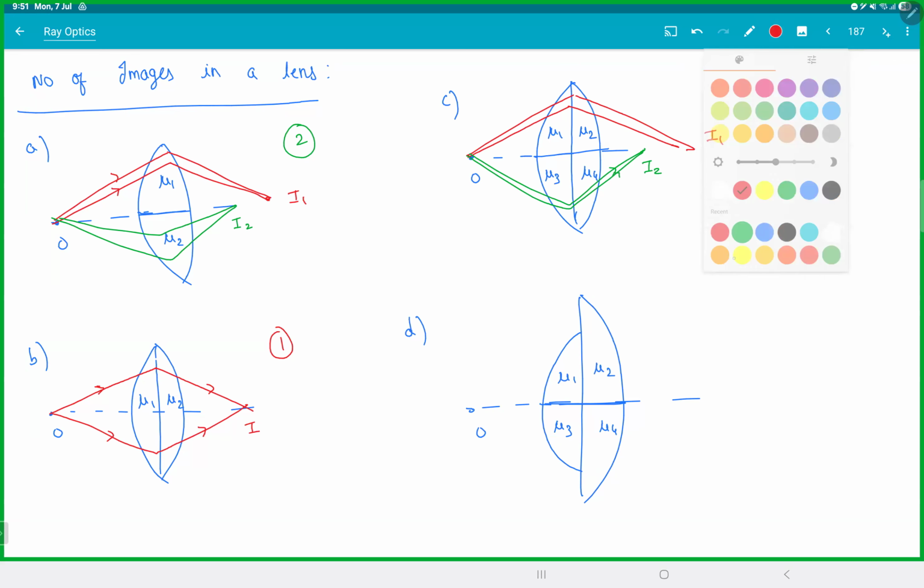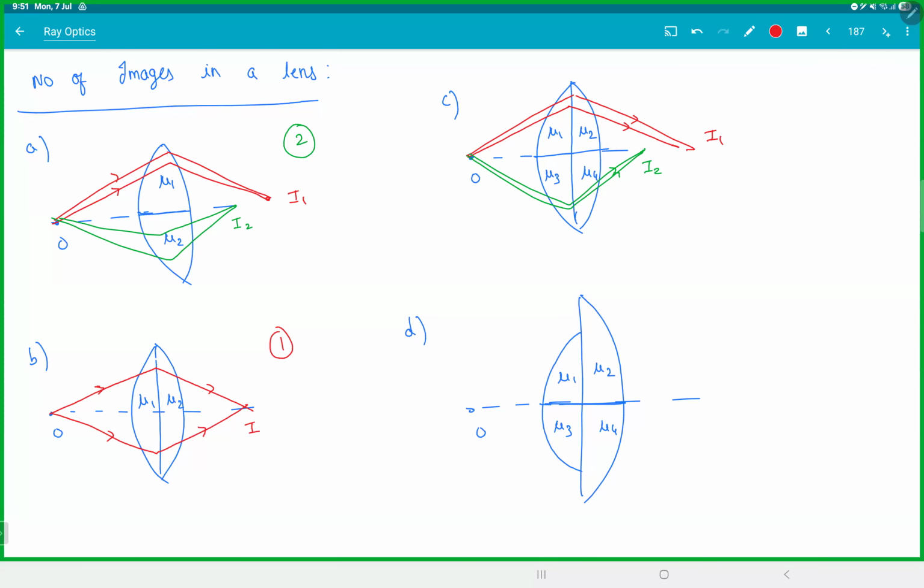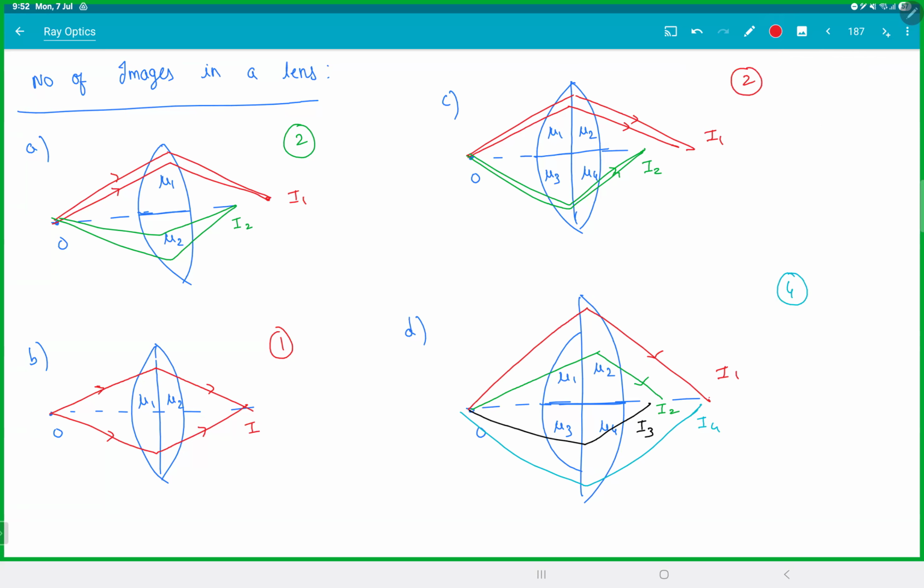What about the fourth one? Fourth is different. I can have light rays only going through mu2. I can have light rays going through mu1 and mu2. I can have light rays going through mu3, mu4. I can have light rays going only through mu4. 4 images, isn't it? Making sense? So that was the reason for taking unequal lenses.